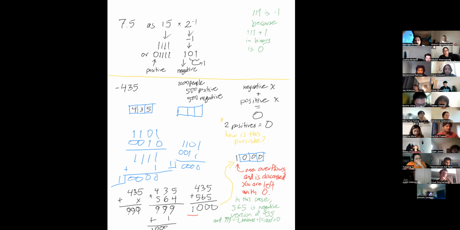We're already talking about 2's complement and floating point here. So that's almost the end of module zero, really. Yeah. So I think we have a lot of time this class.